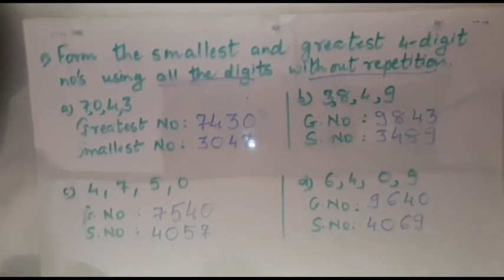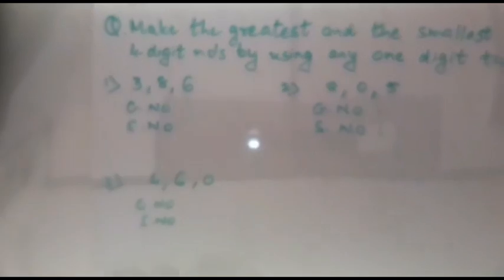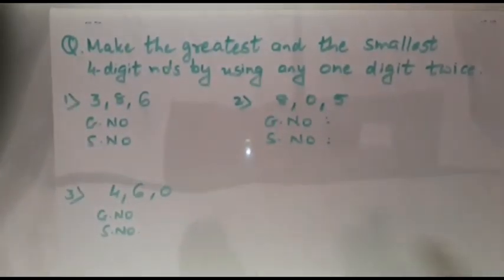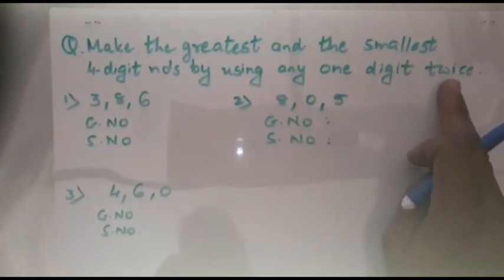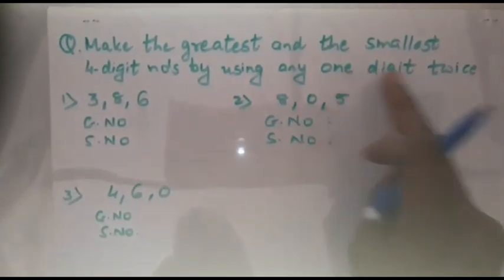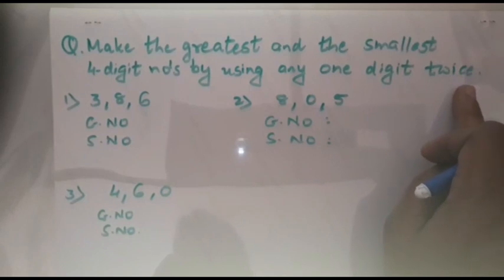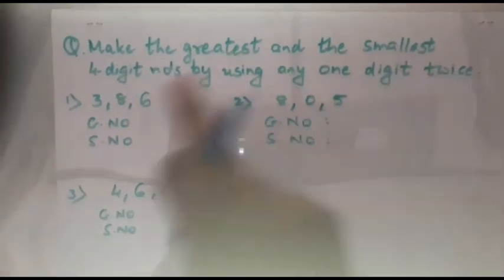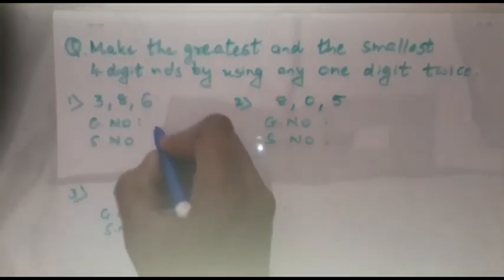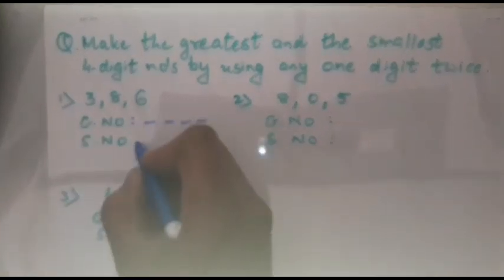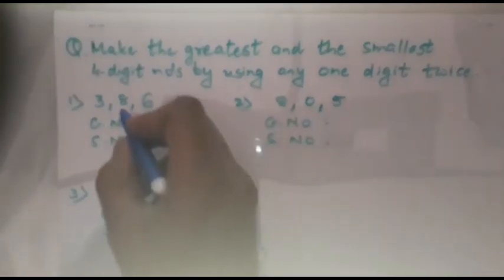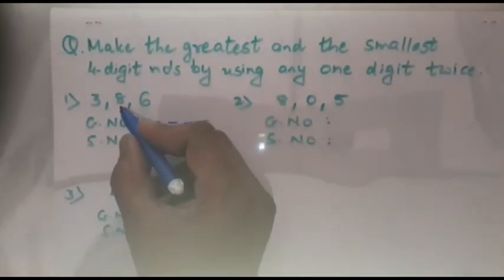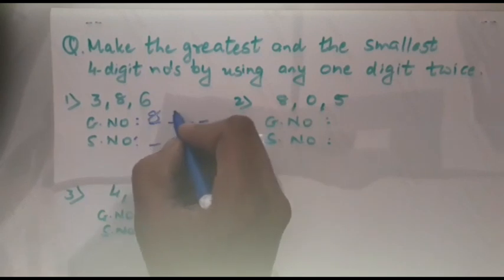Now let's see another question. Make the greatest and smallest 4-digit numbers by using any one digit twice. So here one digit you have to use twice to form the greatest and smallest 4-digit number. Now let's see, the 4-digit number you have to make. For the greatest number, the greater digit is 8, so I will repeat 8 twice.